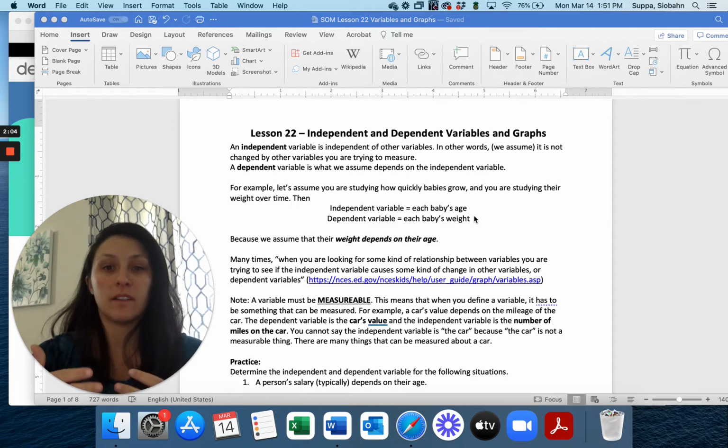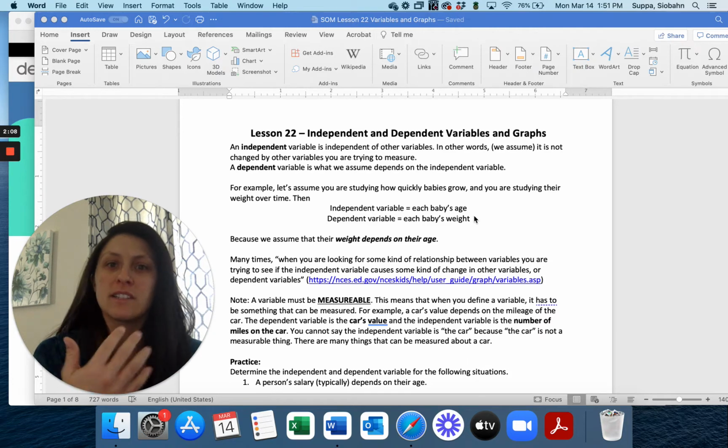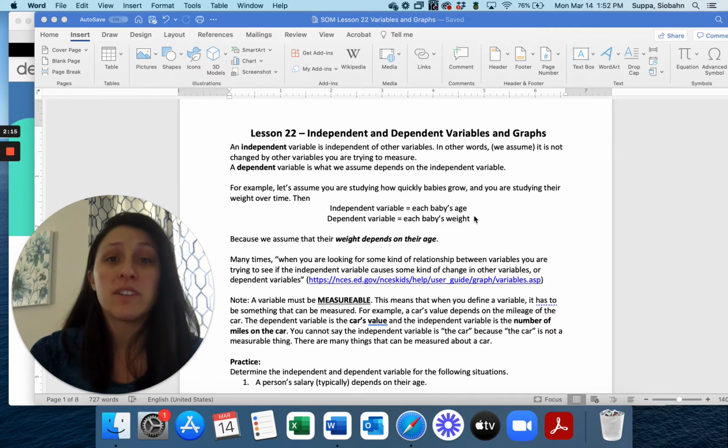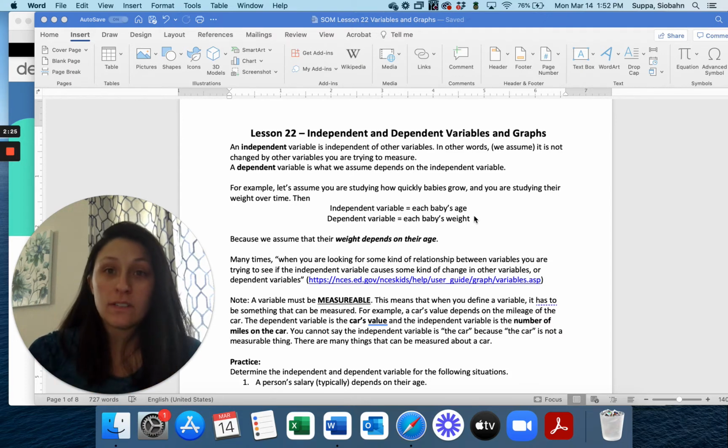So their age is not affected by something else, right? You can't slow down time. It's not like I can stop somebody from aging. So we assume, in this case pretty safely, that age is the independent factor here. Nothing is going to affect age. The baby's weight, however, depends on their age. So because we assume that their weight changes as they grow, so it depends on how old they are, then weight is the dependent variable in this context.